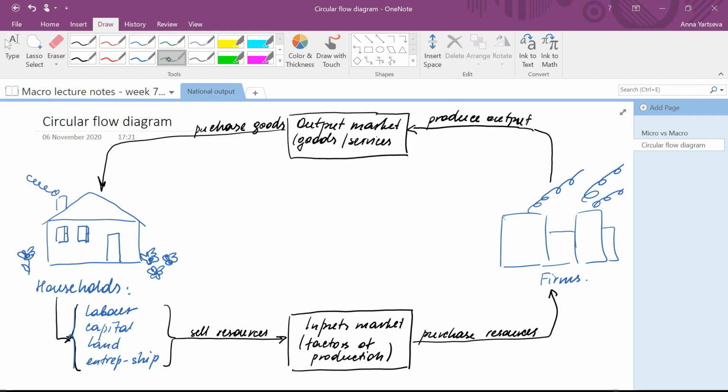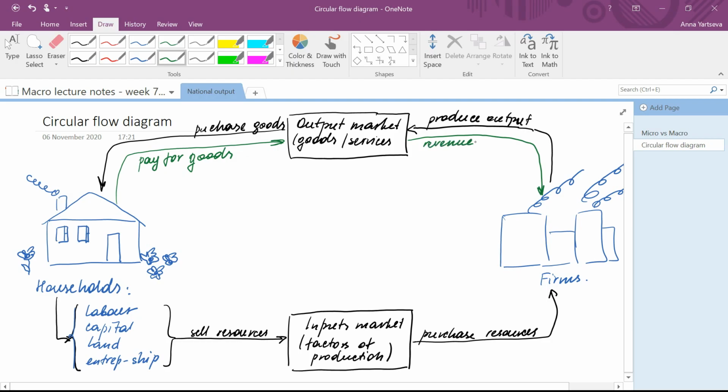However, there will be a second flow going in the opposite direction. How do households purchase different goods and services? In what way? What do they do apart from getting these goods and services? They pay for them. In return for these goods which households are buying, they will pay. And firms will receive these payments in the form of revenue. They will use this revenue in order to pay their suppliers. They will pay for resources.